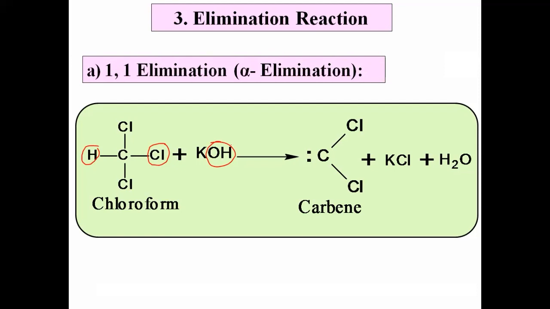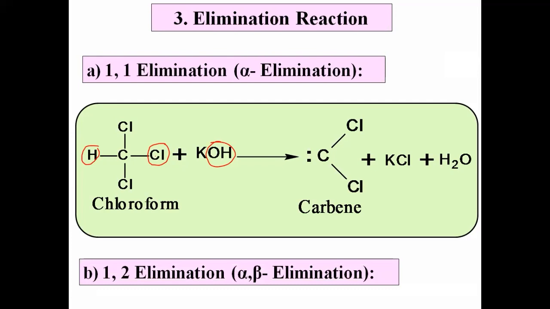Now let us see the same example. Chloroform, when it reacts with KOH, forms carbene. Actually, what happens here in this reaction? One hydrogen and one chlorine are removed from the molecule. Means here two atoms are removed from the same carbon. Two atoms are removed from the same carbon, and that reaction is called 1-1 elimination or alpha elimination. This is the first type.